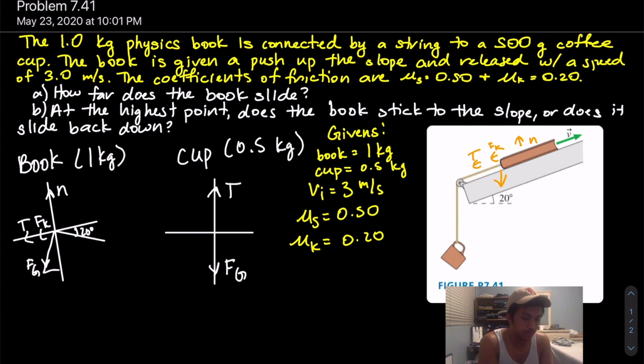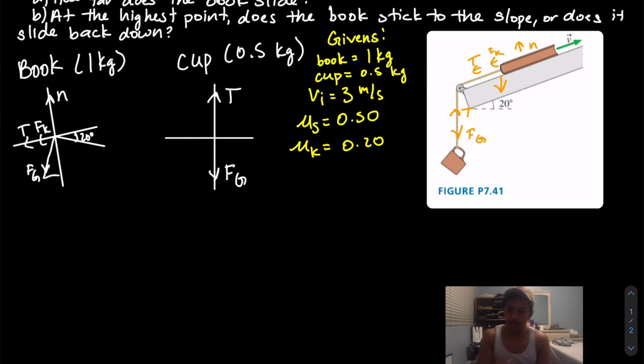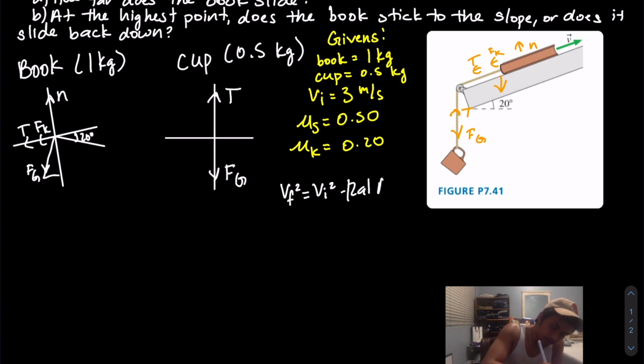For the cup, there are only two things acting on it: the force of gravity pushing it down, and tension going up. The question asks how far the book slides, so I use a kinematic equation to solve for delta x. The equation I used was Vf squared equals V initial squared minus 2a delta x.